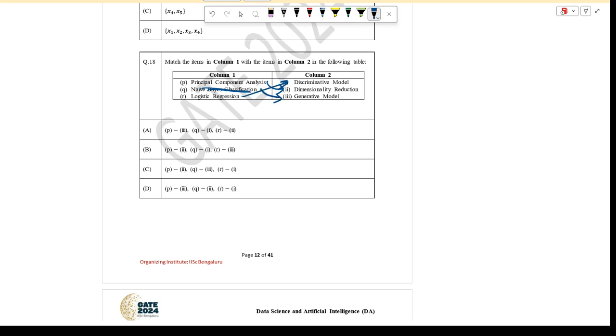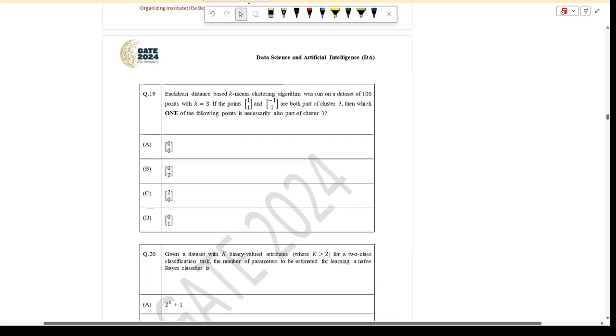And the last one, the logistic regression, is the discriminative model and directly models the conditional probability of the target variable given the feature. So it matches the discriminative model. So R with 1. Okay. So final answer goes with C. Okay, next is 19.